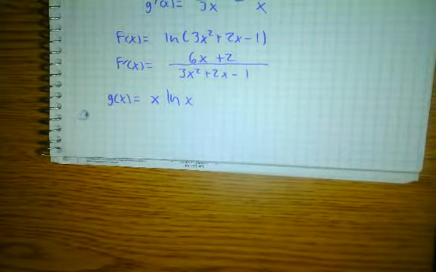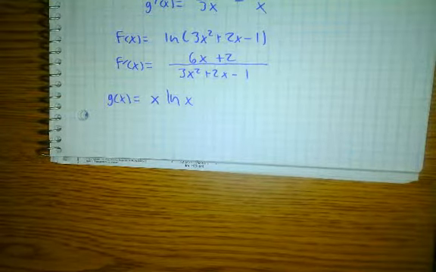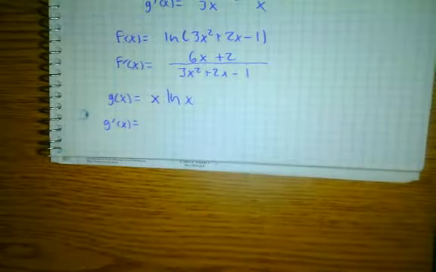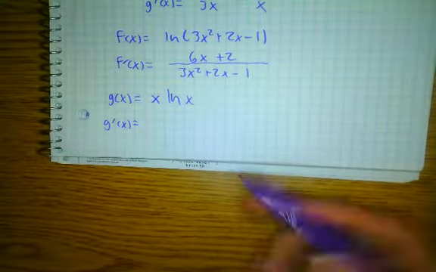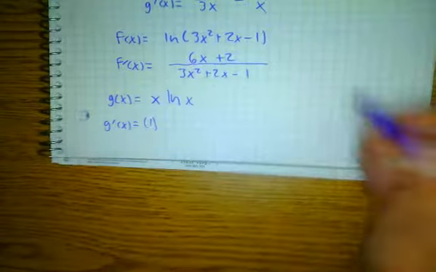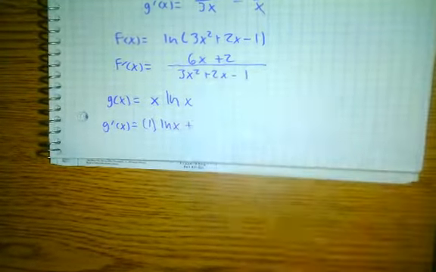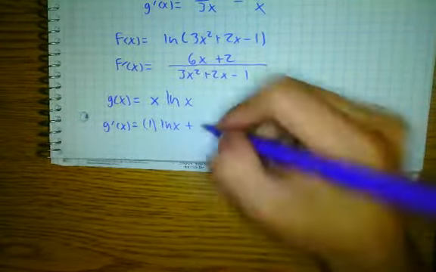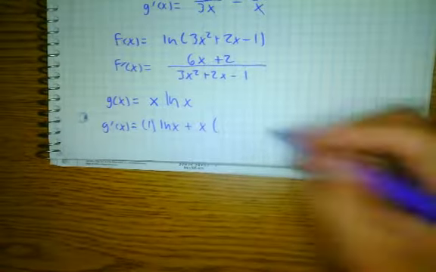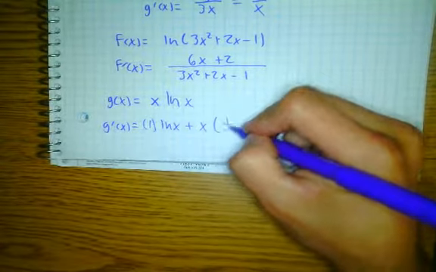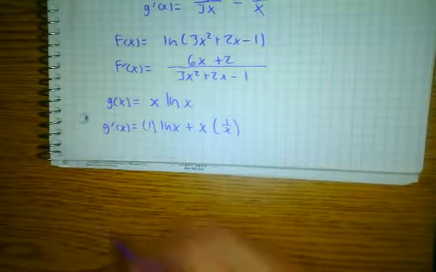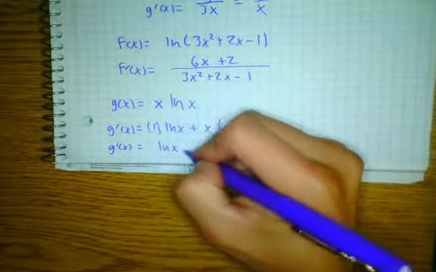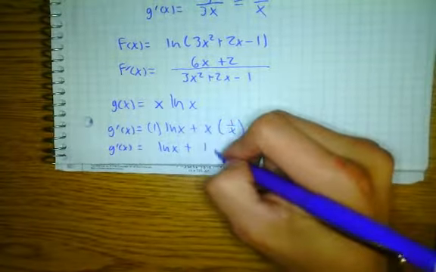What rules apply here? Product and then the natural log, right? So we have a product. Go in order. Okay, so the derivative of x is 1 times the second one, right? Plus x times the derivative of ln x, which is 1 over x. Agreed? Which cleans up to be what? Ln x plus 1.